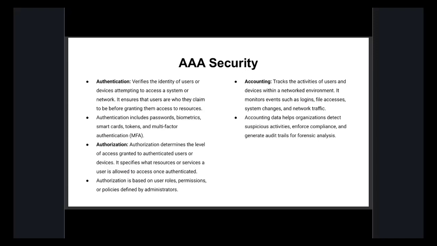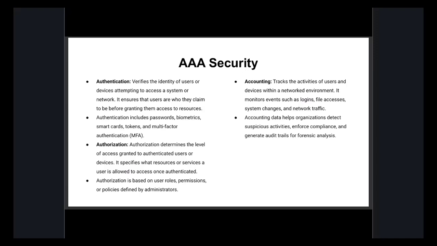Authentication uses passwords as well as biometrics as the most common ways to authenticate our users. Biometrics are when we identify a user based off of some physical characteristic. Fingerprint scan, an eye scan, a facial recognition pattern, or a voice print. All of these are examples of authentication.